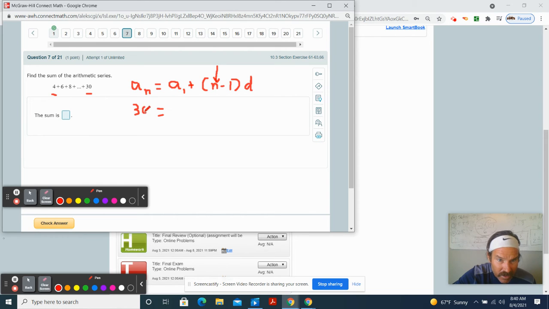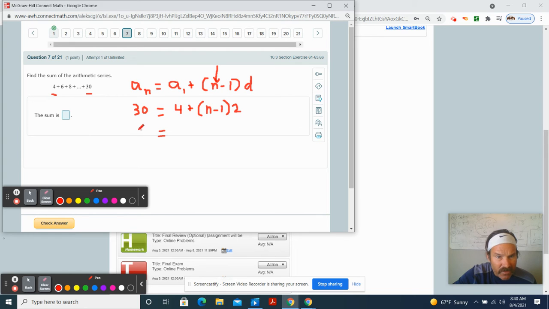I like using formulas. So that's 30. That's my nth term. 4 is my first term. n is something I don't know, so I'll leave it as n. Remember to put n minus 1 in the parentheses. And then d, your common difference here, is 2. So I will solve this equation for n.